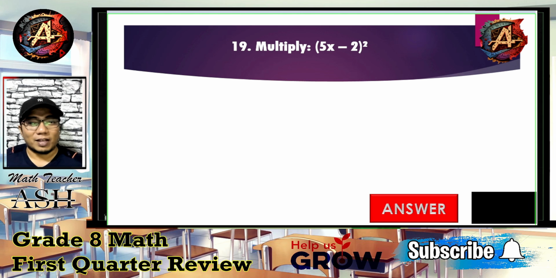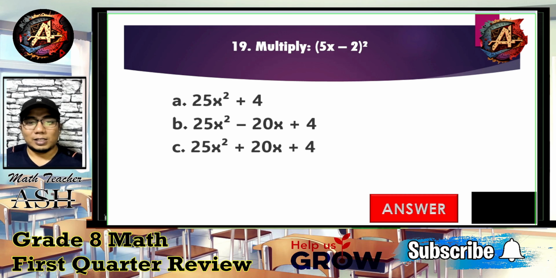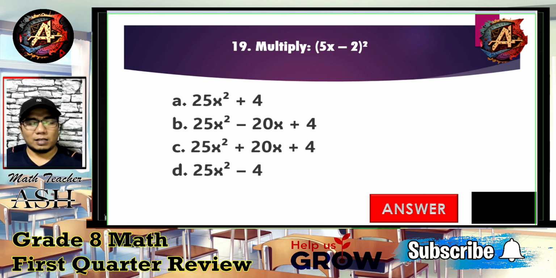Multiply the quantity 5x minus 2 squared. Is it A, 2x squared plus 4, B, 2x squared minus 20x plus 4, C, 25x squared plus 20 plus 4, or letter D, 25x squared minus 4? I'll give you 5 seconds to think about your answer.